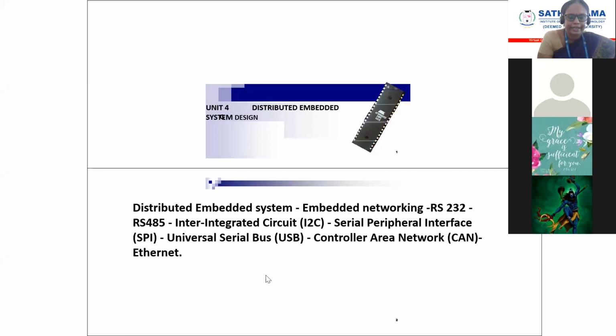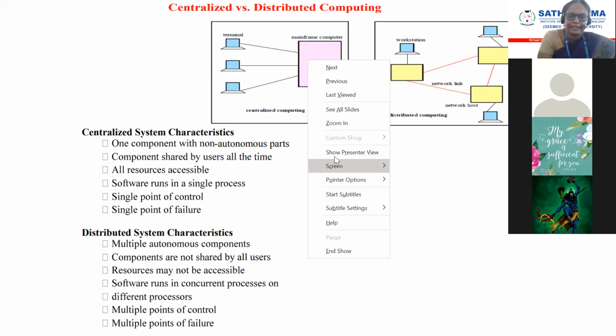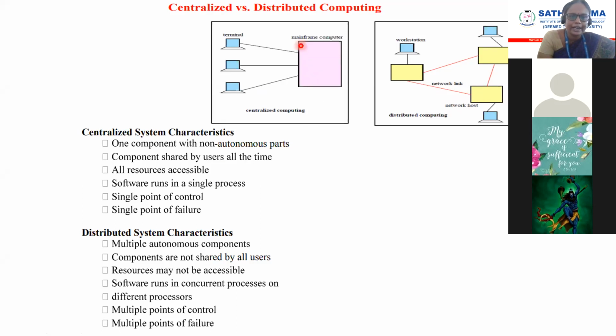Are you clear? Okay. Distributed embedded system. You all understand this. The first figure is centralized computing, and the second figure is distributed computing. Centralized computing means a single point of control, so the mainframe computer will control the other terminals. This terminal can access all the resources available here. Can you understand or not? Similarly, all the users can share at all times with the single point of control.